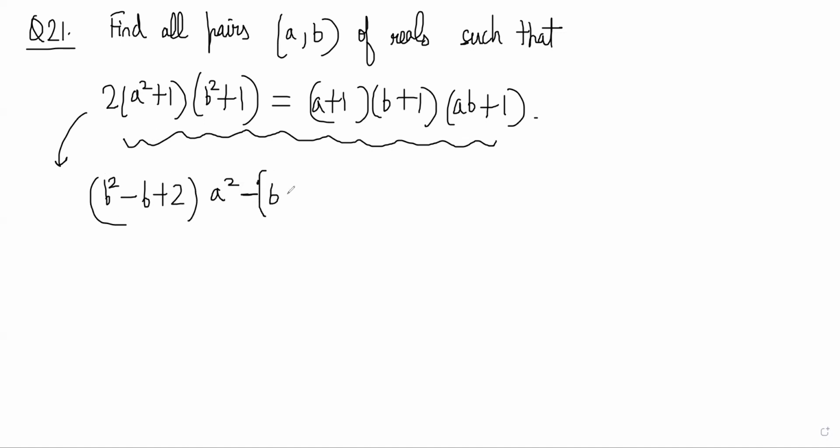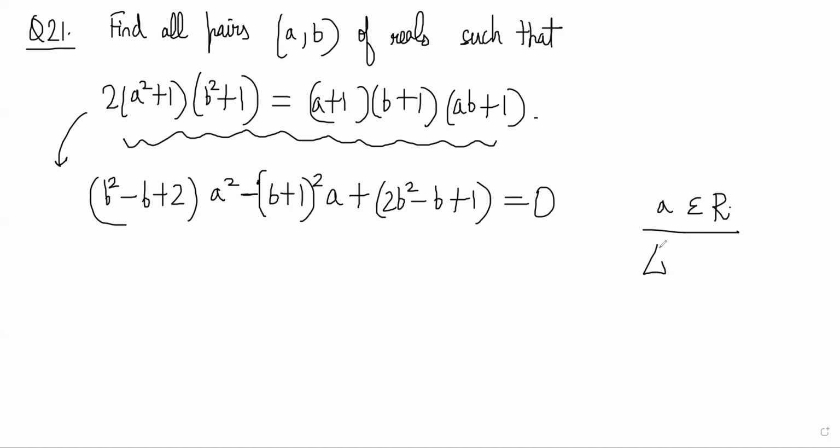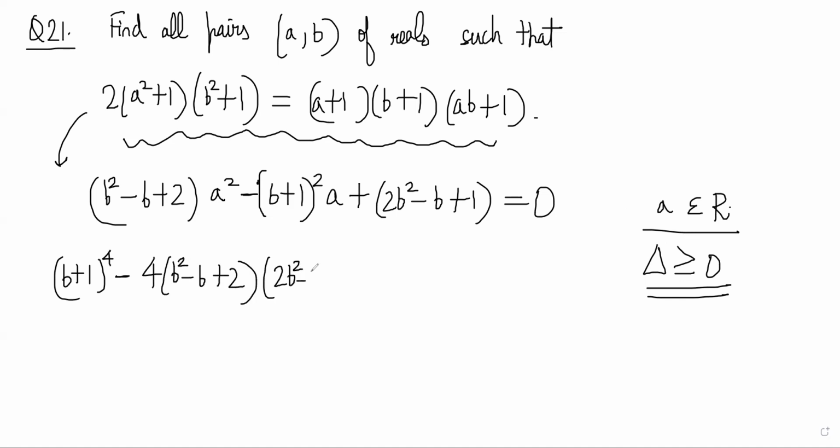Minus b plus 1 whole square a plus 2b square minus b plus 1 equals 0. So this is a quadratic in a, and because a belongs to the reals, the discriminant of this quadratic is greater than or equal to 0. Right? So the discriminant here is (b plus 1) to the power 4 minus 4 times (b square minus b plus 2) times (2b square minus b plus 1), which is greater than or equal to 0.